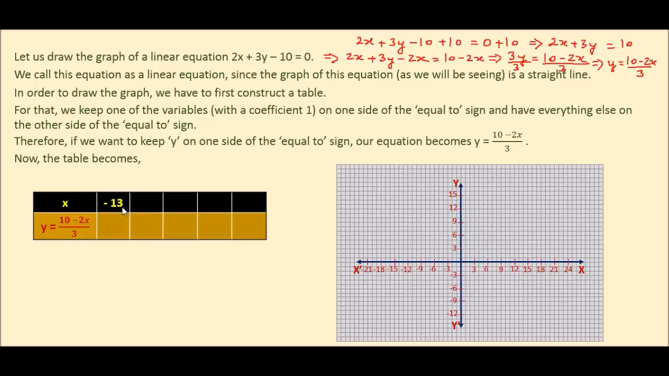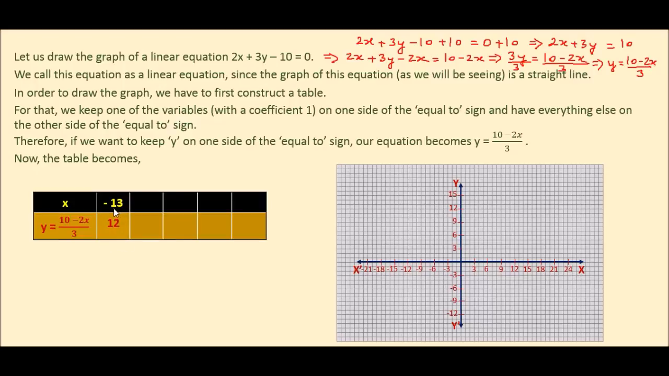This is negative 13. I have taken the first value of x as negative 13. And now we will be seeing what is the corresponding y value. So, this is 10 minus 2x by 3. 2x, 2 times x. So, 2 times negative 13 is a negative 26. And negative of negative 26 is a positive 26. So, 10 plus 26 is 36, which when divided by 3 will be giving us a y value of 12.